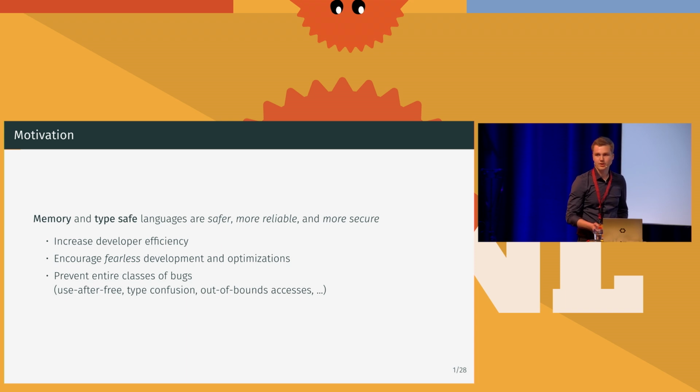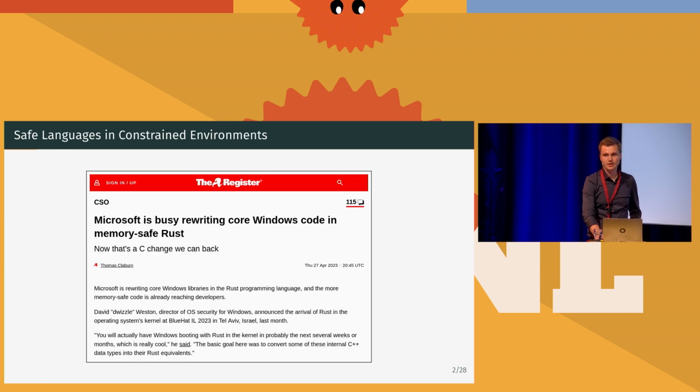I want to start my talk with a statement which I think should not be controversial in this audience, which is that memory type-safe languages are generally safer, more reliable, and more secure. They increase developer efficiency and encourage fearless development, and they prevent entire classes of bugs due to their construction. For instance, you're unlikely to see use-after-free, type confusion, or other kinds of bugs in Rust. And we see that these advantages are recognized throughout industry and other circles.